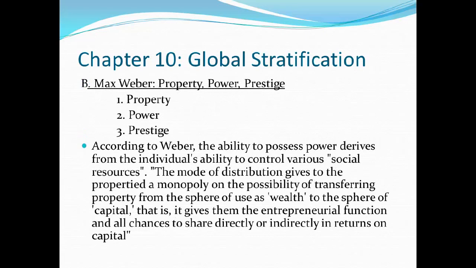Now, in relation, Marx and Weber disagree with that. Max Weber has the three P's: property, power, and prestige. Property, let's say that's the wealth. According to Max Weber, the ability to possess power derives from the individual's ability to control various social resources. The mode of distribution gives property owners a monopoly on the possibility of transferring property from the sphere of use as wealth to the sphere of capital, giving them the entrepreneurial function and all chances to share directly or indirectly in returns on capital.